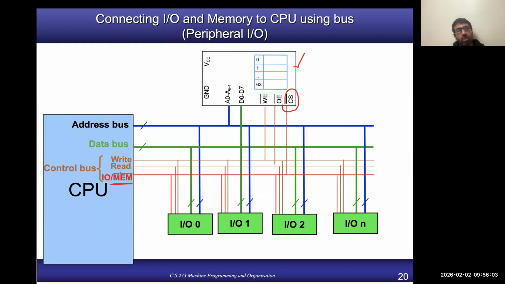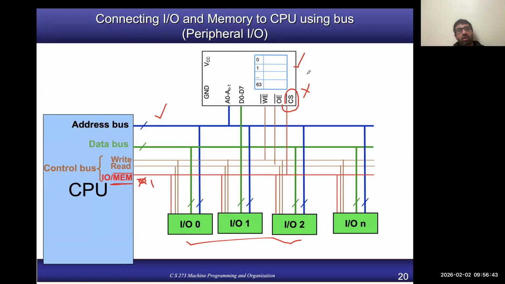And here, if you note, we have a bar on MEM, which means that if the CPU places zero on this line, it is selecting the memory, right? And if it places one on this line, this memory will not be selected, and it means the CPU wants to communicate with one of these IO devices. Which one of those IO devices? That will be differentiated based on the value of the address placed on the address bus. Okay.